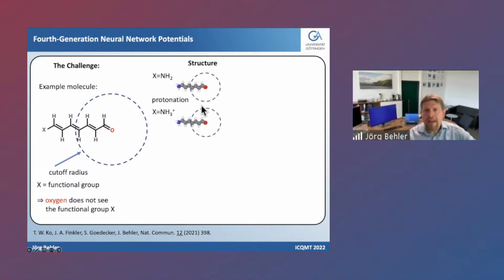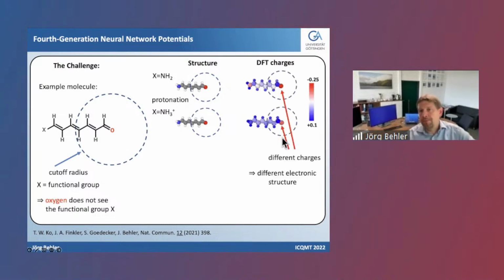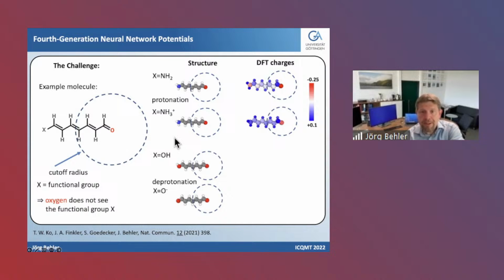And now if we make some choices for this functional group, like an amino group or protonated amino group, and perform DFT calculations for that, then we see that the charges for the same geometric environment are different. This is because of long-range charge transfer occurring in this molecule, and this would be then contradictory information for training a machine learning potential, and therefore only very inaccurate potentials will be obtained. We can further continue playing this game by selecting more different functional groups, and it's getting even worse.